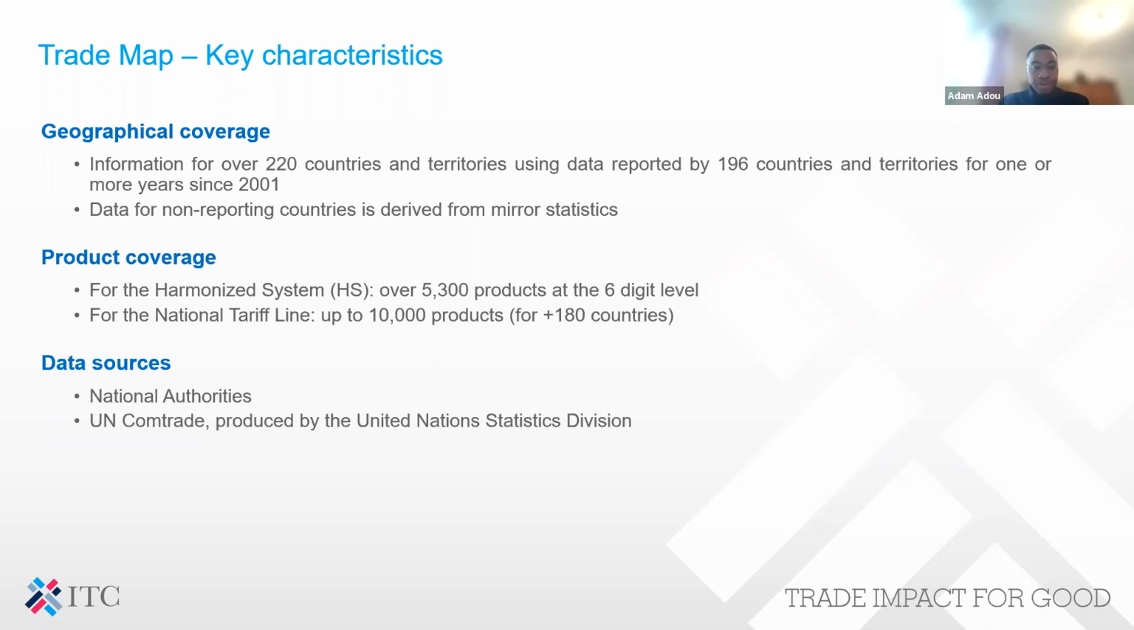So the TradeMap team is basically collecting data from the national authorities that send it every year or every quarter, depending on the types of data. They will send data regarding their export activity, import activity, data regarding trade. And the second source is UN Comtrade. Those data are produced by the United Nations Statistics Division.